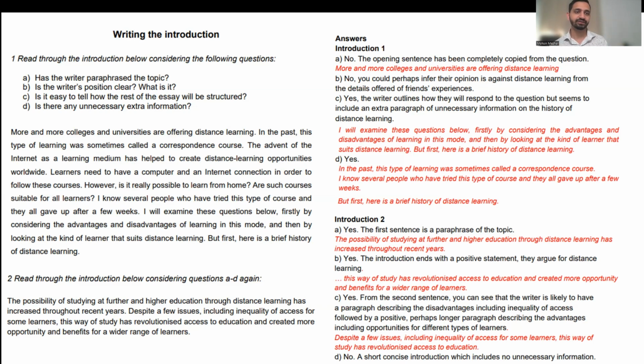C, is it easy to tell how the rest of the essay will be structured? Yes. From the second sentence, you can see that the writer is likely to have a paragraph describing the disadvantages, including inequality of access, followed by a positive, perhaps longer paragraph describing the advantages, including opportunities for different types of learners. So he says, despite a few issues, including inequality of access for some learners, this way of study has revolutionized access to education, right? So he may talk about disadvantages, he may talk about advantages, and this is indicating that he's going to be writing about those things.